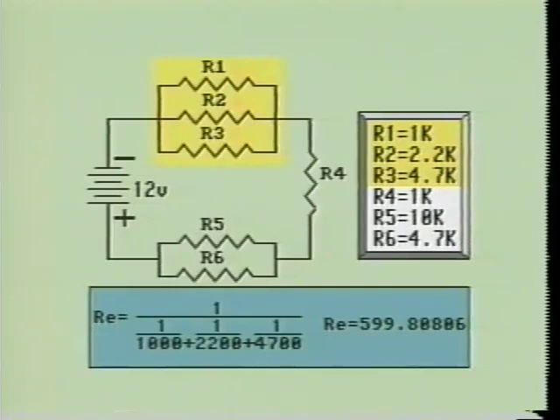When we take the reciprocal of 1000, it becomes 0.001. The reciprocal of 2200 is 0.0004545, and the reciprocal of 4700 is 0.0002127. When we add these together, our formula becomes 1 over 0.0016672. When we divide 0.0016672 into 1, we acquire the value of 599.80806 ohms. This is the equivalent resistance of the R1, R2, R3 parallel combination. We will round the R1, R2, R3 combination off to 600 ohms.